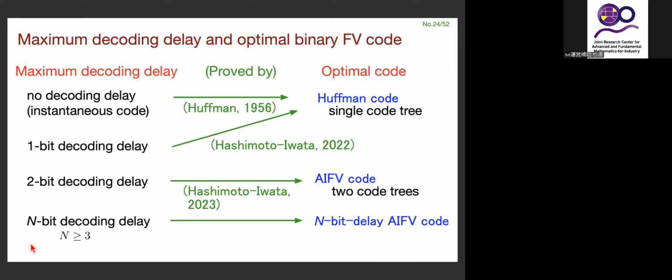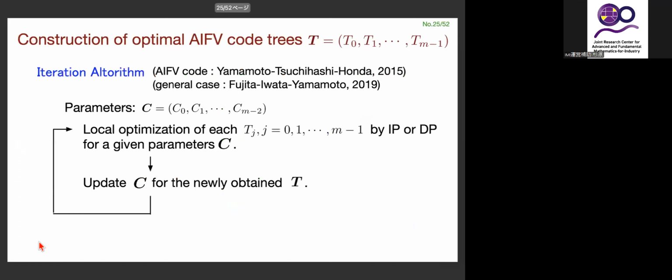And in the general n-bit decoding delay, the n-bit delay AIFE code can become optimal. However, the number of code trees becomes exponentially large as n becomes large. For a given source distribution, we can construct the optimal AIFE code trees by using the iteration algorithm.